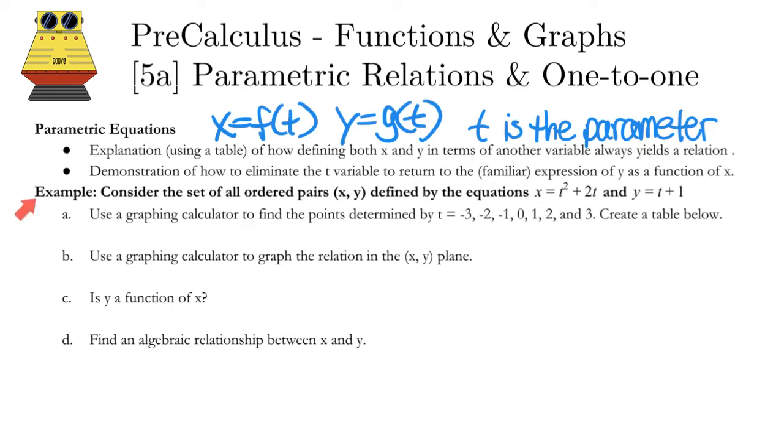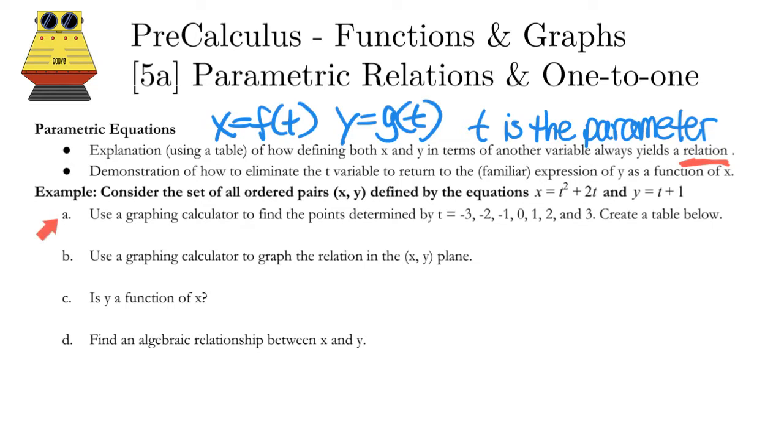Let's check out the example. Consider the set of all ordered pairs x comma y defined by the equations x equals t squared plus 2t and y equals t plus 1. So x is a quadratic function dependent on t, and y is a linear function dependent on t. You might recall that a relation is simply a set of ordered pairs, x comma y. So if we have equations that give us x values and y values, then we have ordered pairs. And if we have multiple ordered pairs, we have a set of ordered pairs, which is a relation.